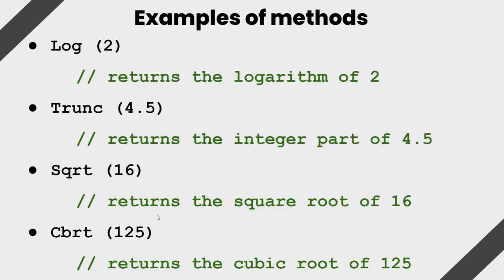Also we have the cube root, which has its syntax as cbrt. It also has the parentheses attached to it, and inside there is where you would put the number you want to get the root of.